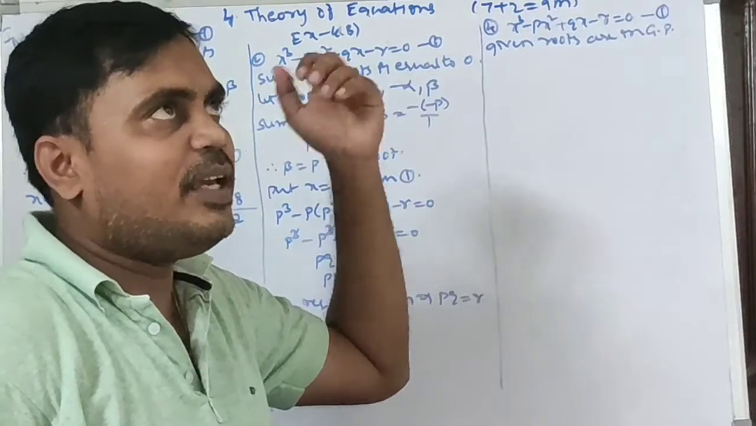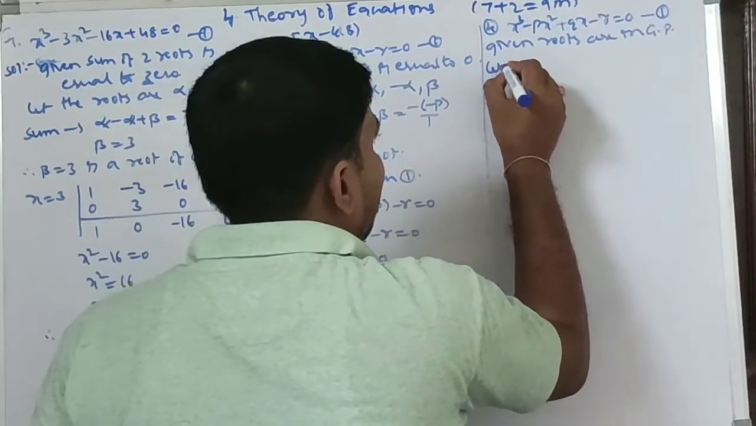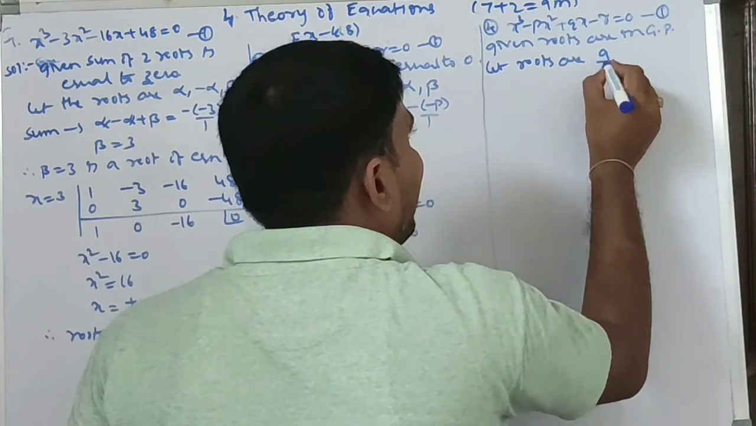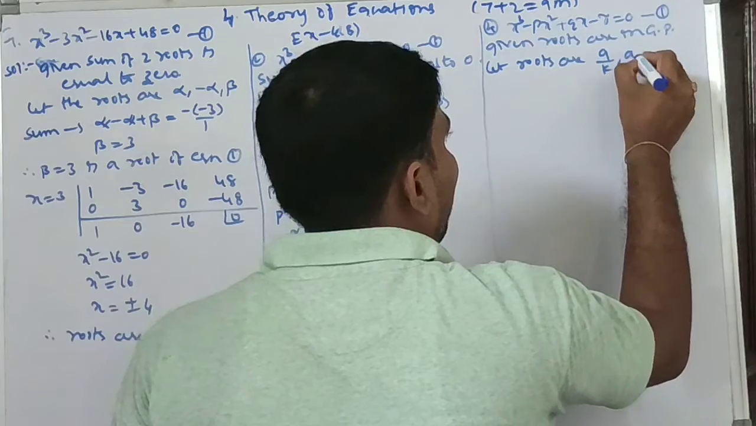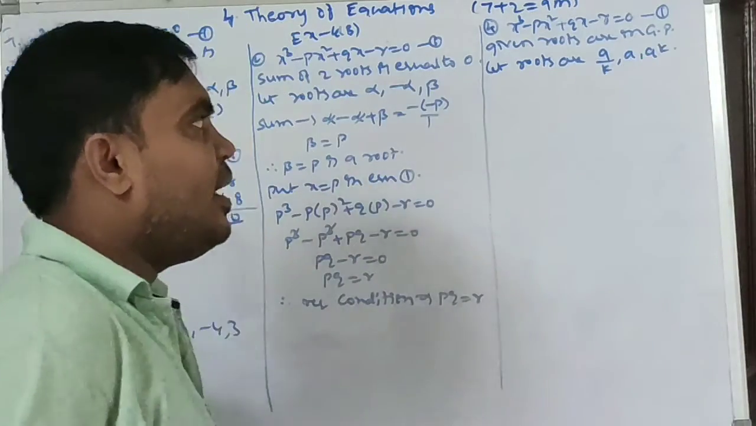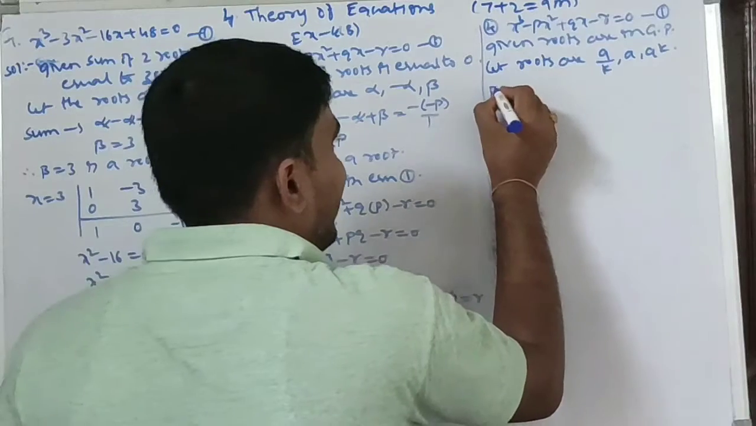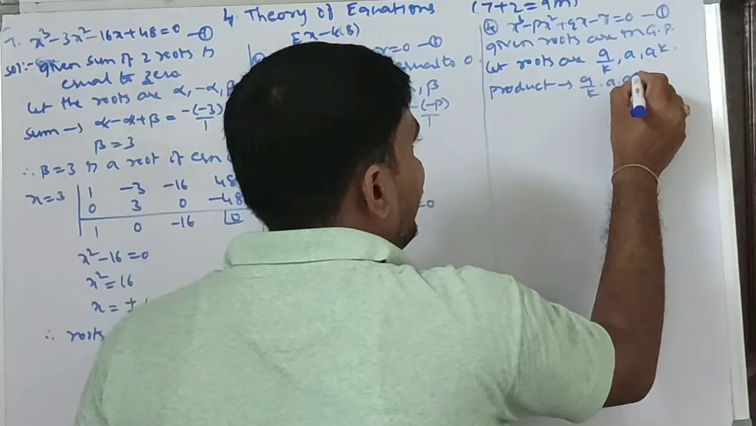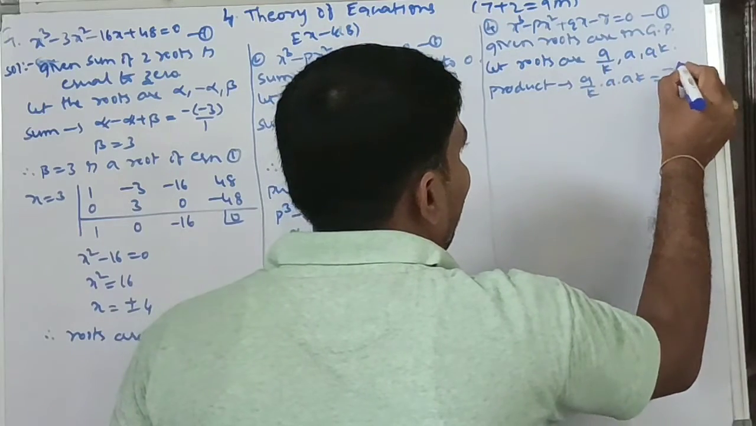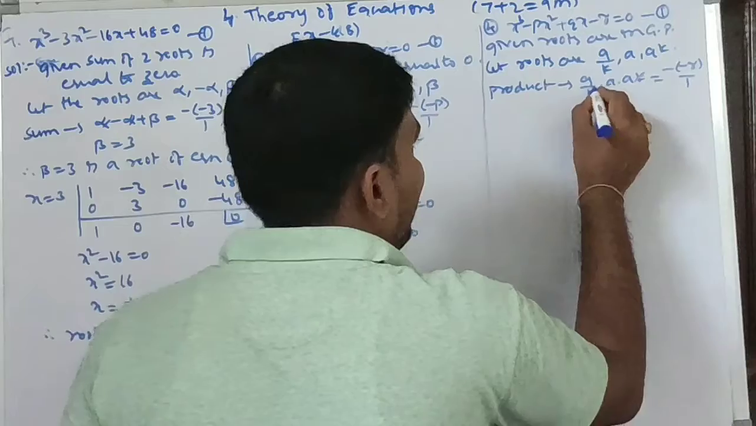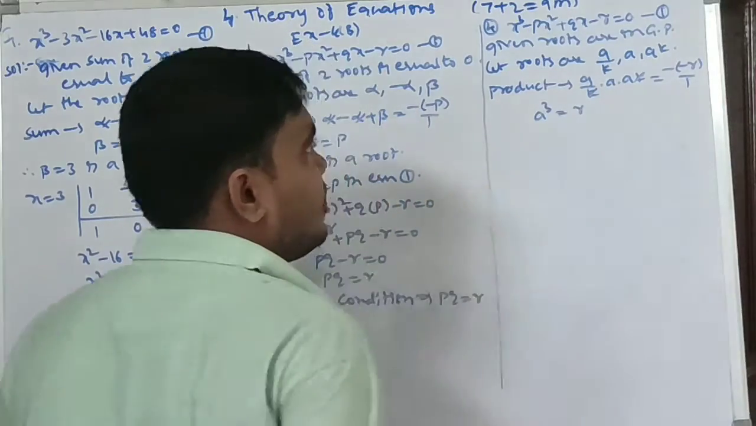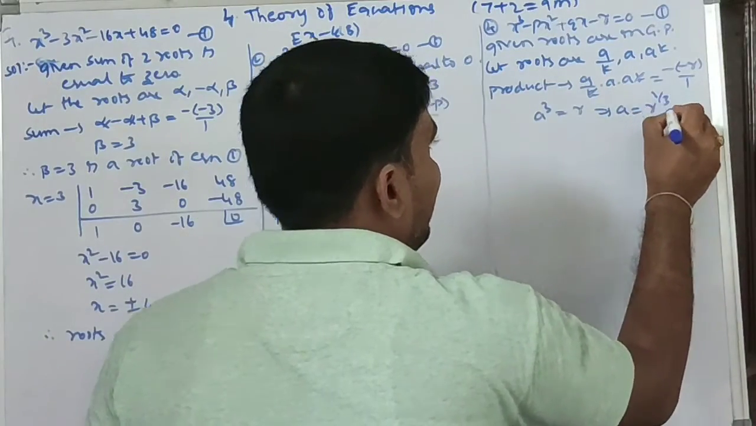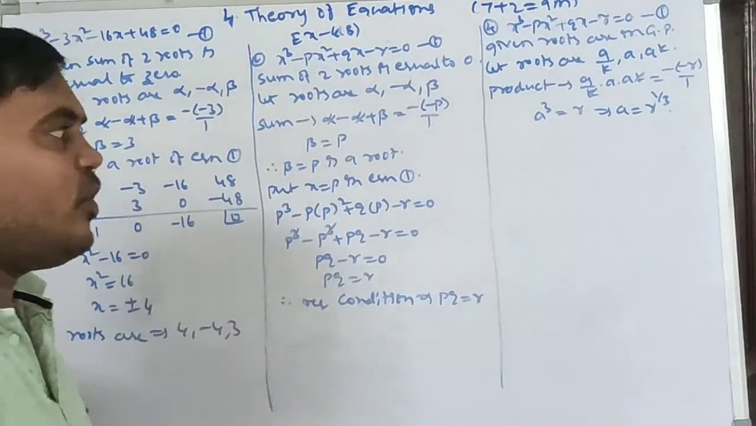So instead of r, I am taking k. Let the roots be a by k, a, a k. Taking the product, a by k into a into a k equal to minus of minus r by 1. K cancels, a cube equal to r, which implies a equal to r power 1 by 3.